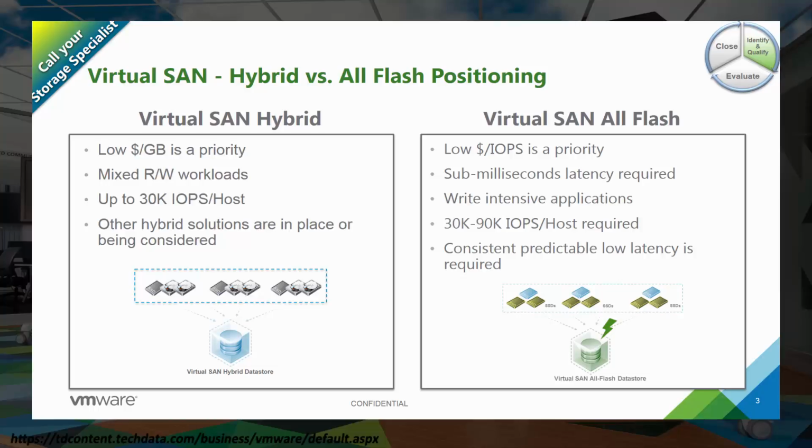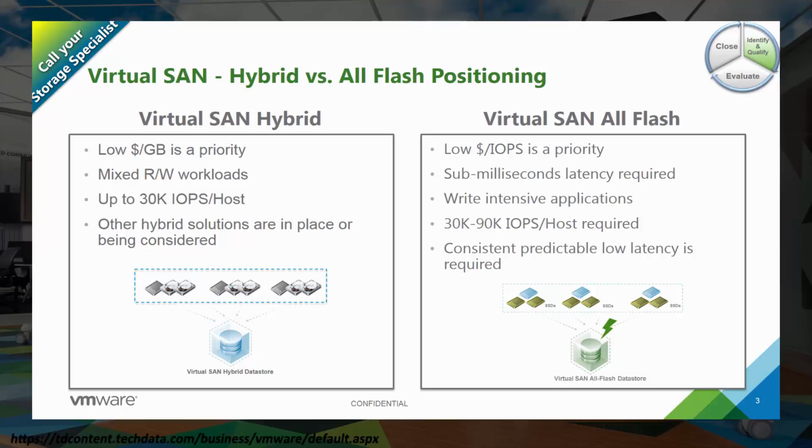Since vSAN 6.0, it's offered two configurations. The first is what we call the hybrid model, where it uses SSDs for a caching tier, and then one or more standard hard disk drives for your consistent data, or what you might want to call capacity. And then we have the all-flash model, which uses SSDs for both the caching and the consistent data storage, or capacity tier, to provide even superior performance.